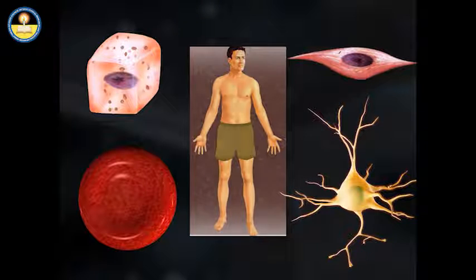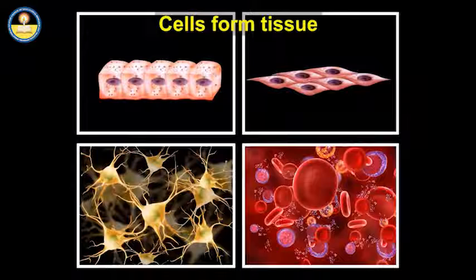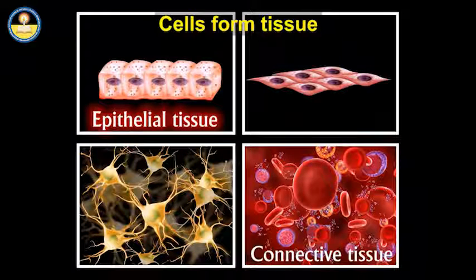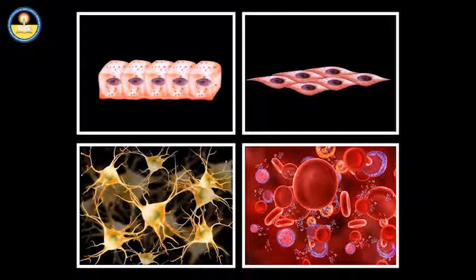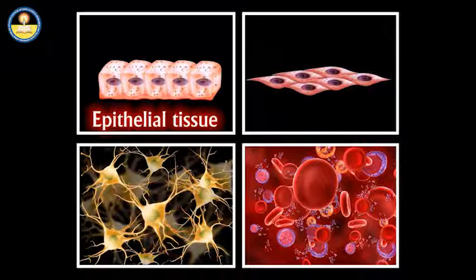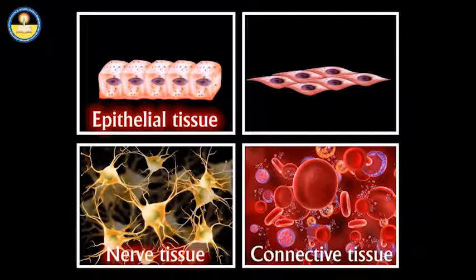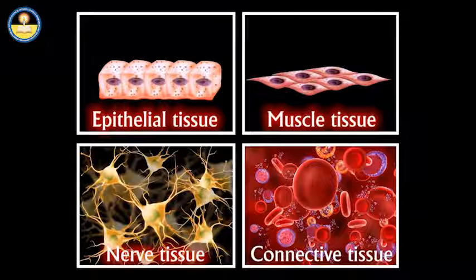Our body has different types of cells, and based on the types of cells, tissues are also of different types. Four types of tissues are present: epithelial tissue, connective tissue, muscle tissue, and nerve tissue. All four categories of tissues in the human body, epithelial, connective, nervous, and muscular, perform different functions.